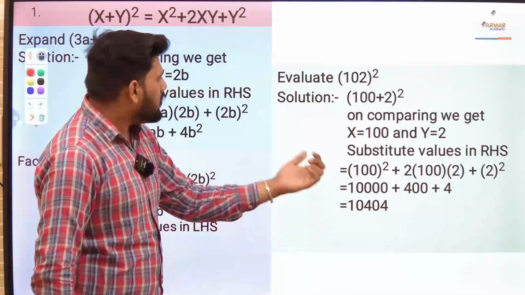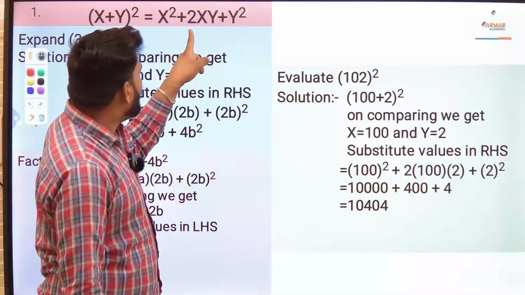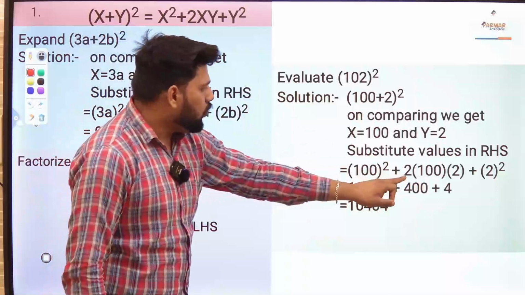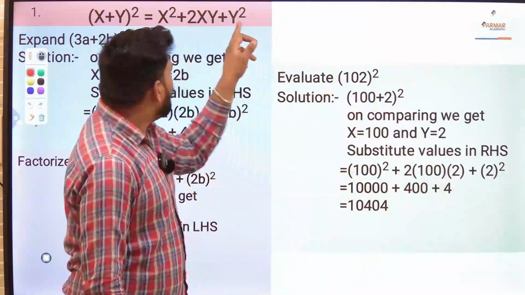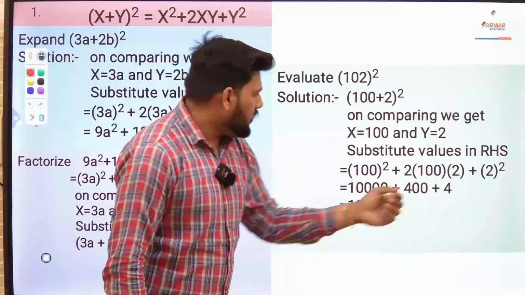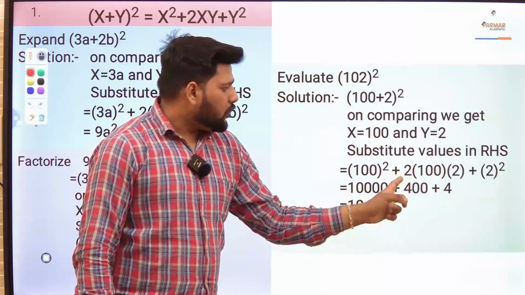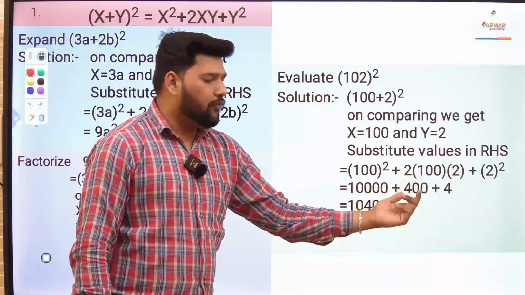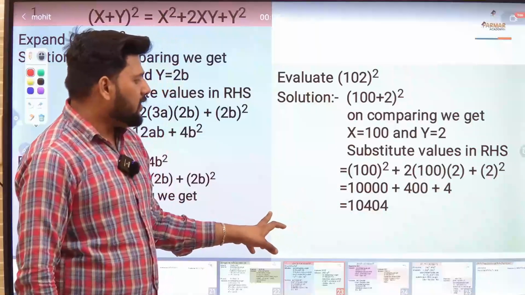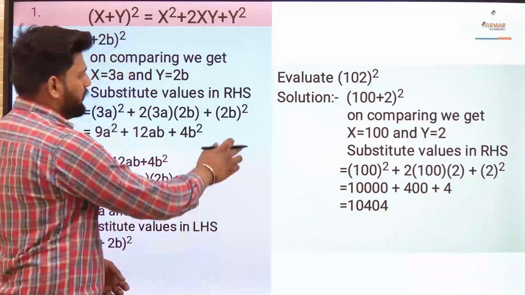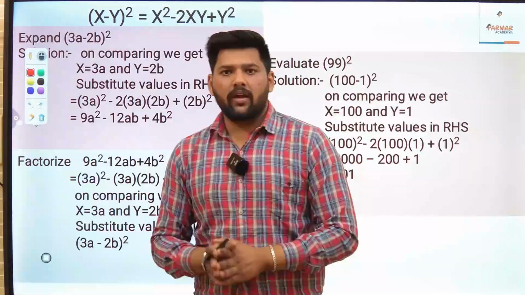When I put the values, x square means 100 square plus 2xy means 2, x means 100 and y means 2, plus y square, that is 2 square. And the calculation is 100 square is 10,000 plus 2 2s are 4, 4 100s are 400, plus 2 square is 4. The overall answer is 10,404.